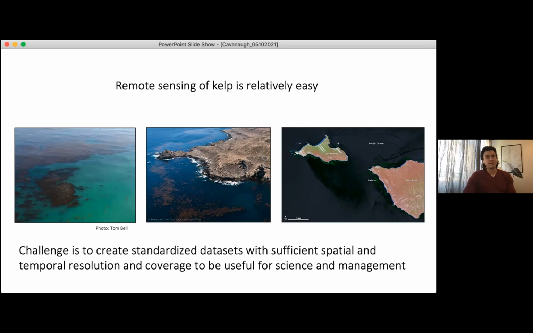So that figure on the right is a Landsat satellite image. We've colored the near-infrared reflectance green. And so even from space, you can really pick out the kelp canopy pretty easily.